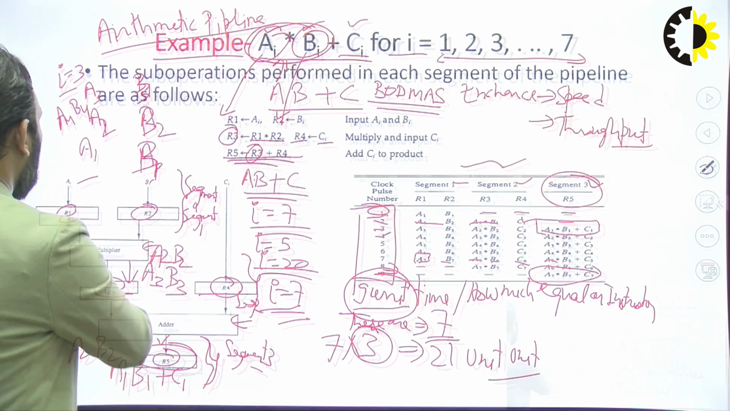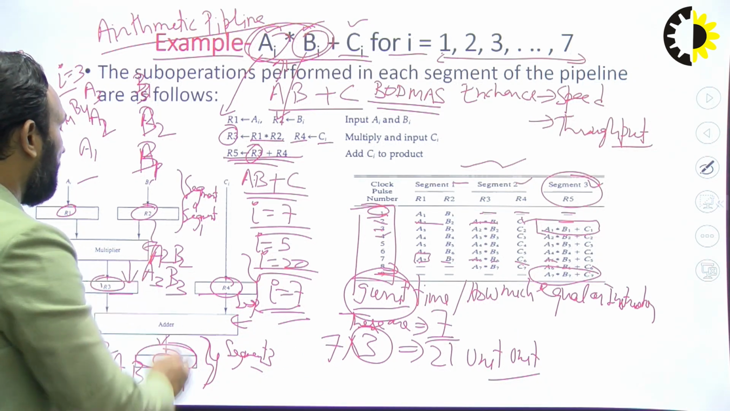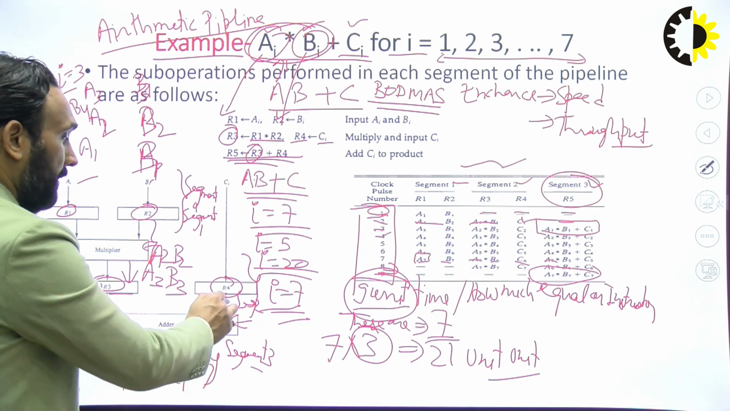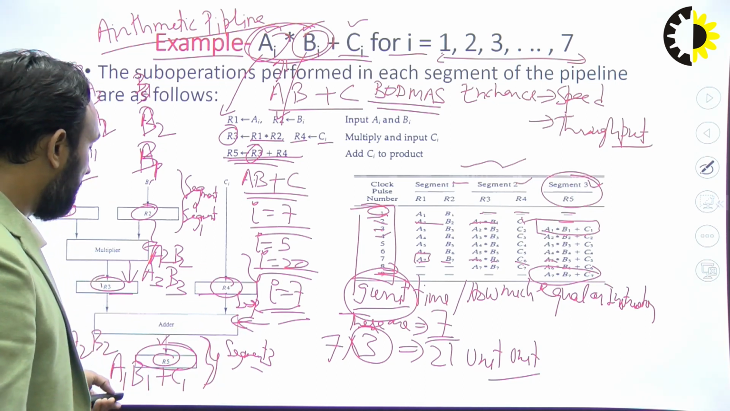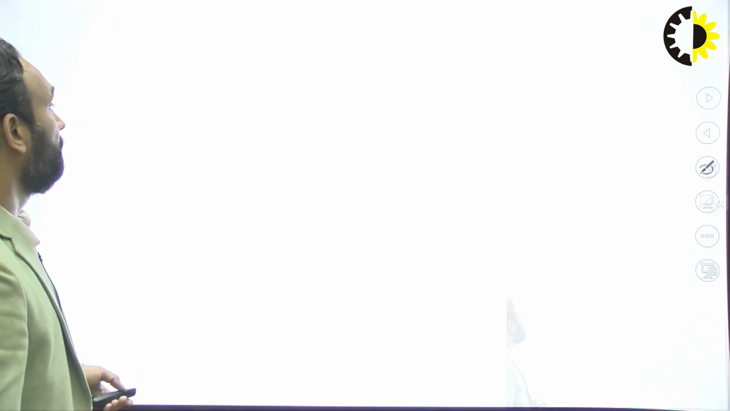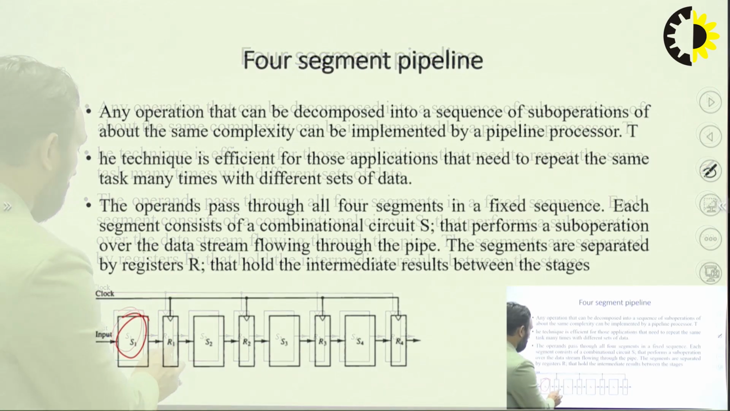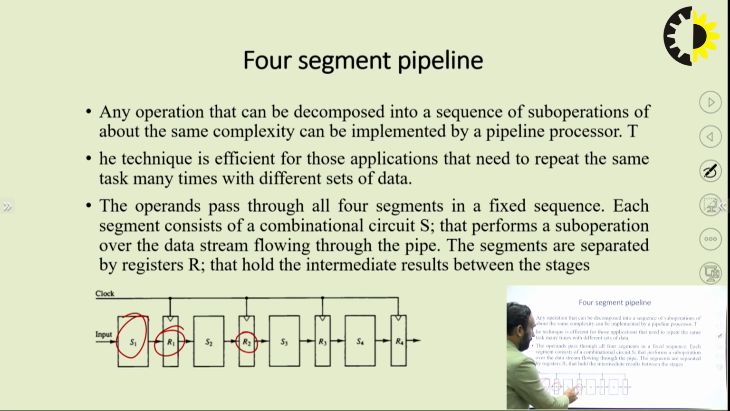What operation do we perform here? These are multiplication, input C, and after that addition. So this result is stored in registers. We have taken here the example of 4 segments along with their registers. It's an ideal diagram. The number of register segments may vary according to the equation we get mathematically.